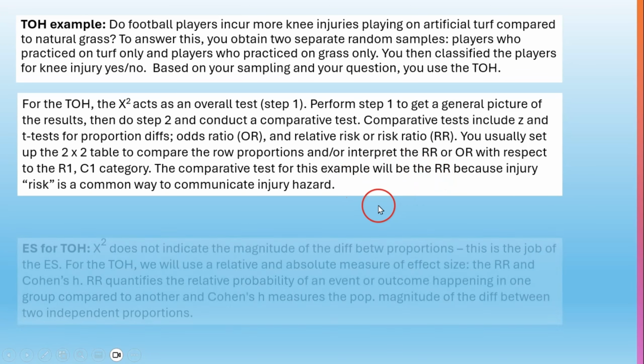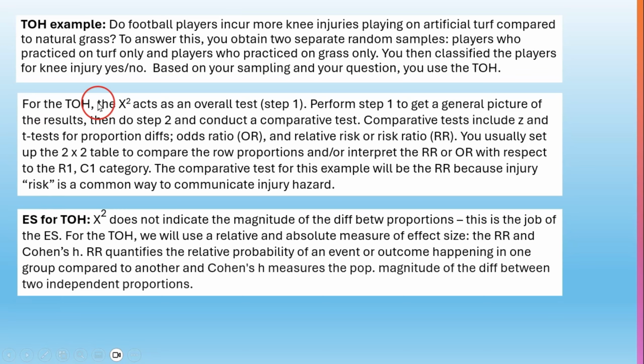We're also going to use a risk ratio, as mentioned in the middle rectangle here. Risk ratio is a type of effect size. It's a relative type of effect size, but we can also use another one that gives us a direct comparison of the two proportions. As for the effect size for the test of homogeneity, the chi-square, as before, does not indicate the magnitude of the difference between proportions. This is the job of the effect size. For the TOH, we will use a relative measure, the risk ratio, and an absolute measure of effect size, Cohen's H.